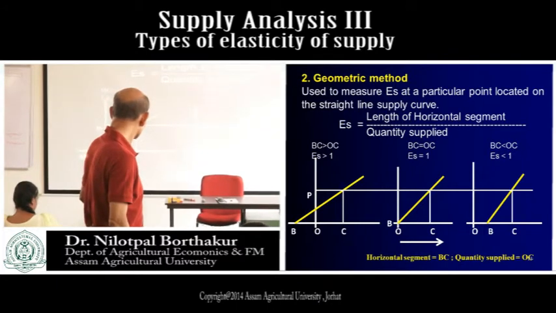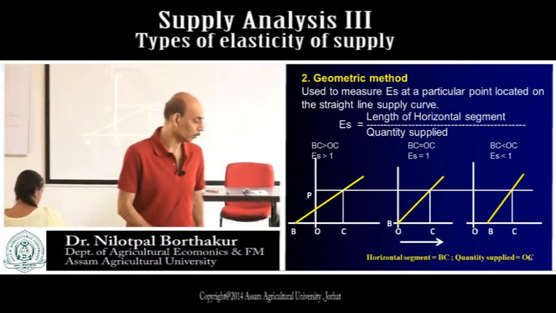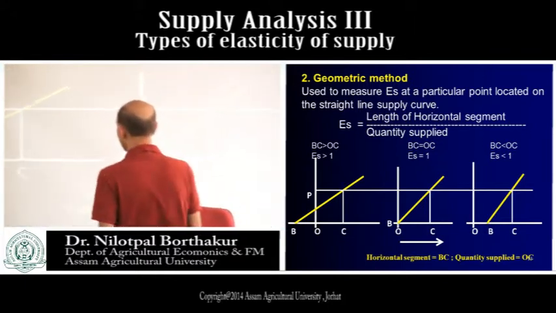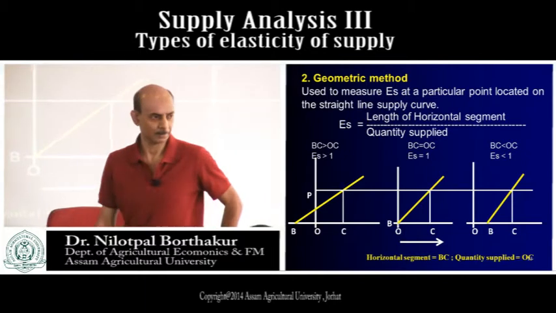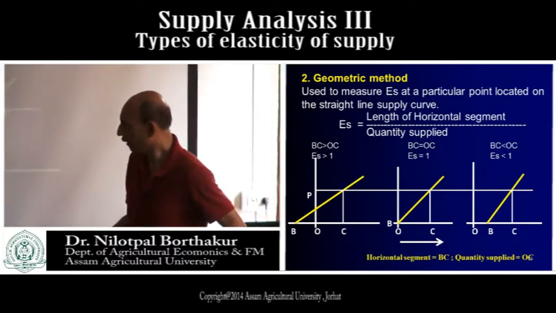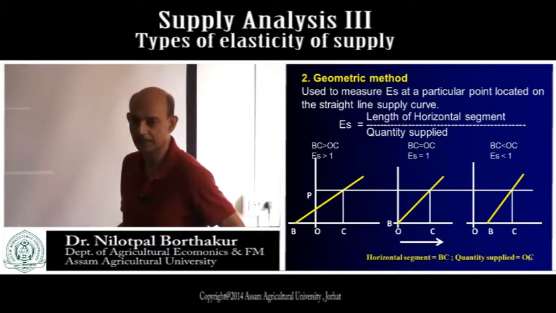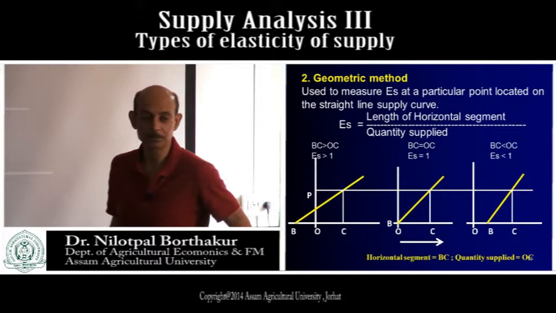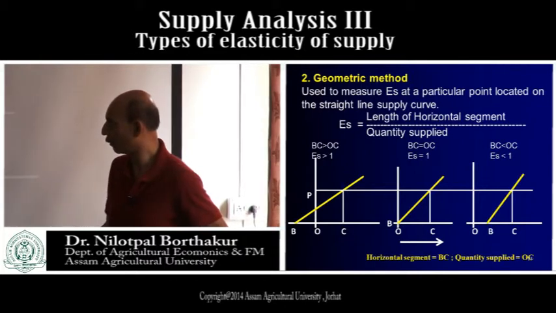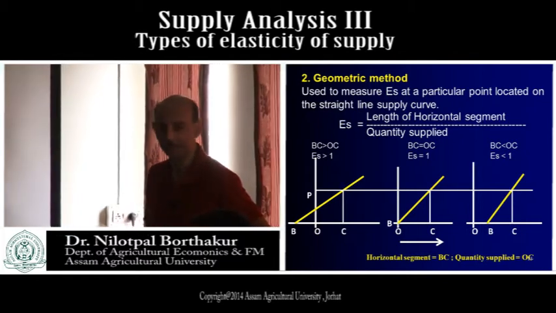Now in this case, we find that the length of the horizontal segment is more than the quantity supplied OC. So in this case, the elasticity is greater than 1. So ultimately what we can infer is that if a supply curve starts from the y-axis, the axis where price is represented, then the elasticity is always greater than 1.